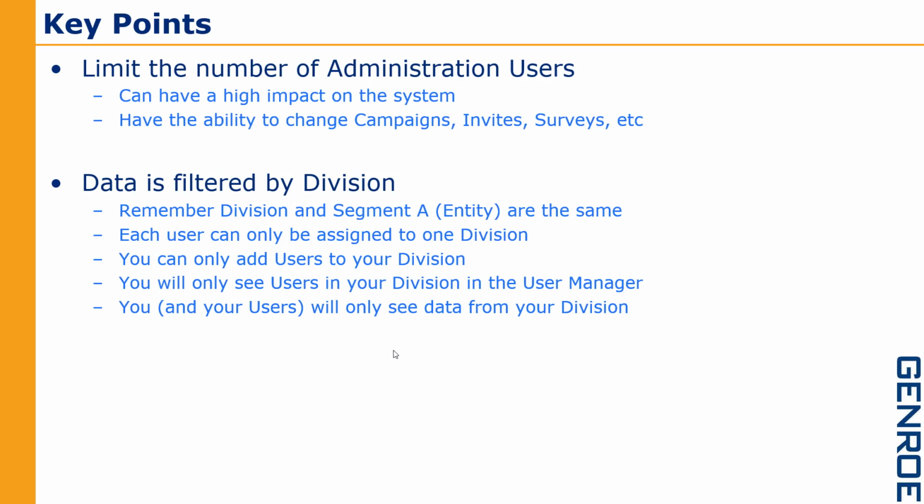So just to review the key points of this video. Number one, limit the number of administration users that you have in the system, as administration users have quite a lot of power in the system and can make changes and, of course, unintended consequences. The second is that all of the data will be filtered by division, remembering that division and segment or entity are the same thing.